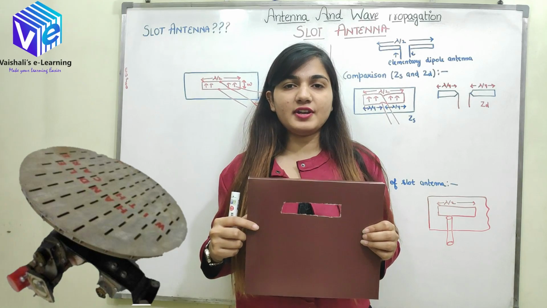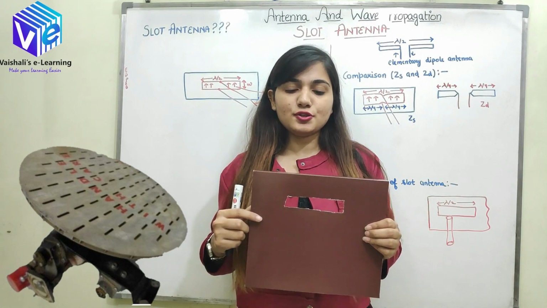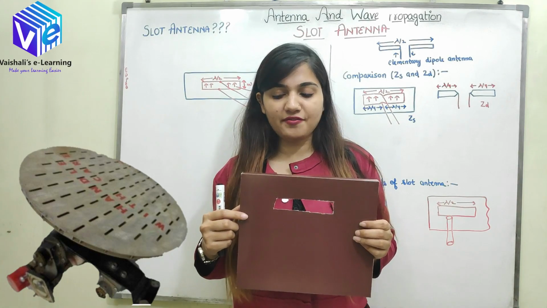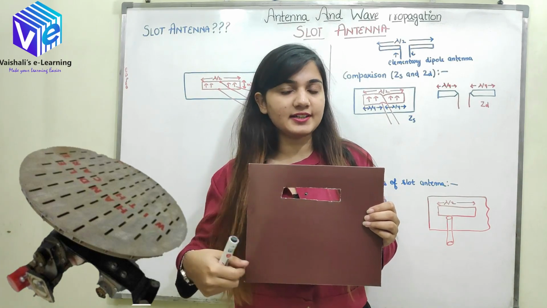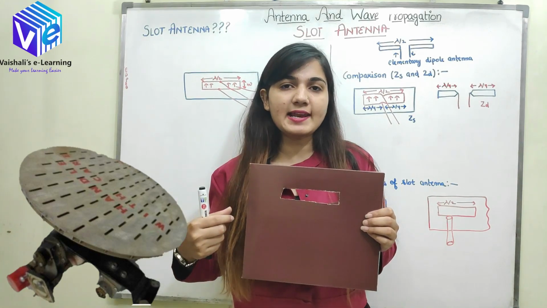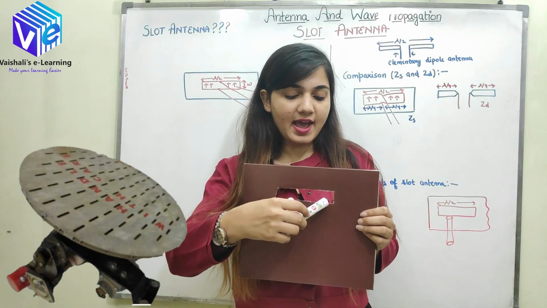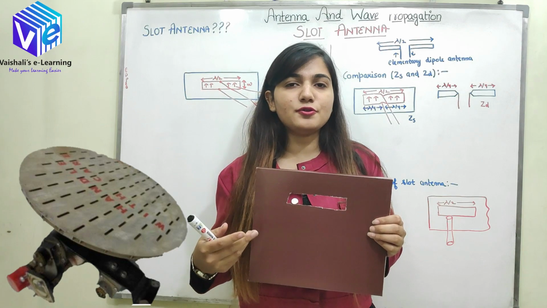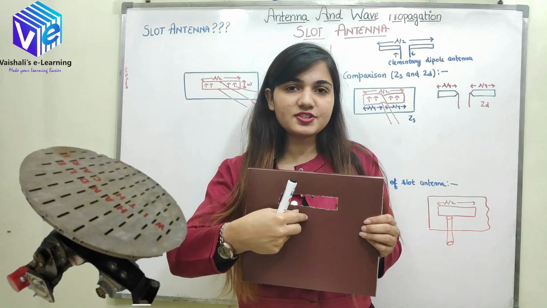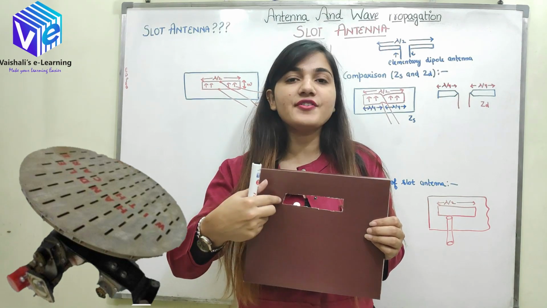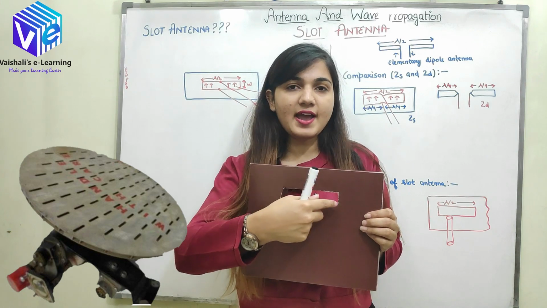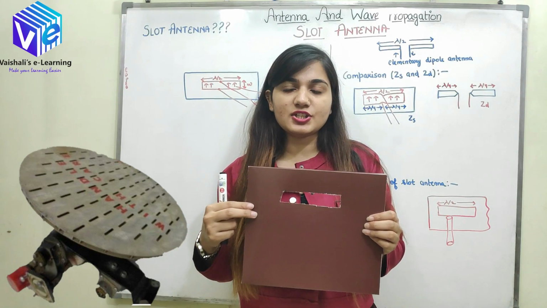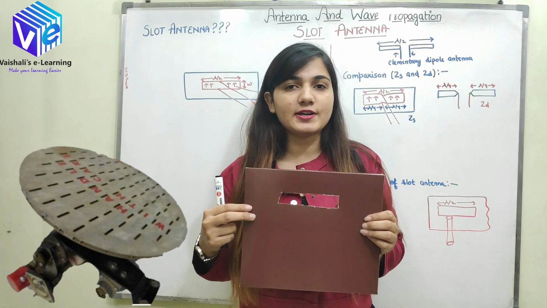So for your reference, I have this structure. If I am considering this rectangular structure to be a metallic surface, and if I have a slot of rectangular shape on it, now this slot could be of any shape, but for this structure I have the slot of rectangular shape, then this metallic structure would act like a slot antenna.